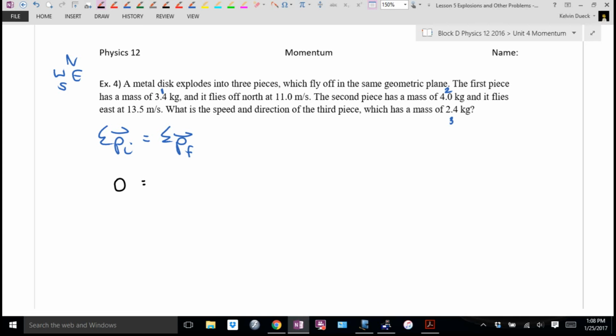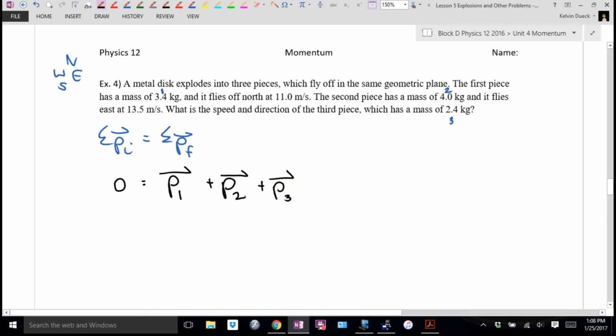After the explosion, what's moving? Piece 1, piece 2, piece 3, or all of them? All of them. Stuck together or separate? I think we can safely say in a bomb, always separate. So we're going to have this momentum of the first piece as a vector, momentum of the second piece as a vector, momentum of the third piece as a vector. The fact that I see north and I see east means there's angles, different directions.